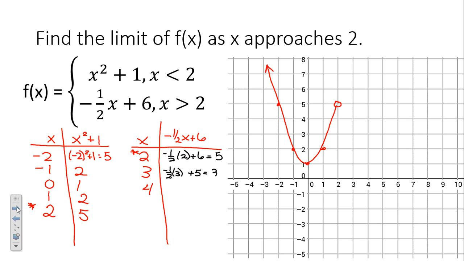Now negative 1/2 times 3 is going to be negative 3/2, negative 1.5, plus 6, positive 4.5, right? And then 4, negative 1/2 times 4 is negative 2, plus 6. Negative 1/2 times 4 plus 6 is going to get us 4, right? All right, let's pick one more number. Let's try 6. Negative 1/2 times 6 is negative 3, plus 6.